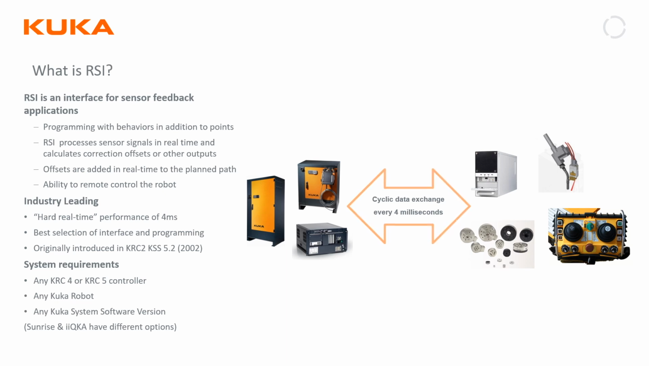RSI is a mature and robust interface that has been around since 2002. It's implemented as a hard real-time performance system, which means that it's guaranteed to perform all the calculations and adjustments on every sensor cycle of 4 milliseconds. It's available on all robots and controllers with our KUKA system software. Note that it's not available on Sunrise and iKUKA software, which have different features that have similar capabilities.